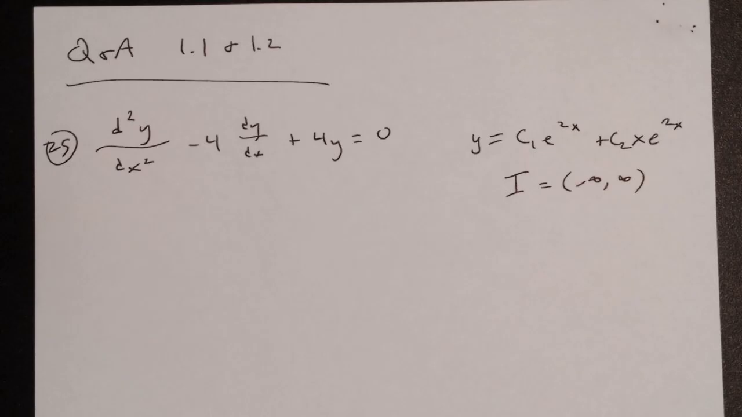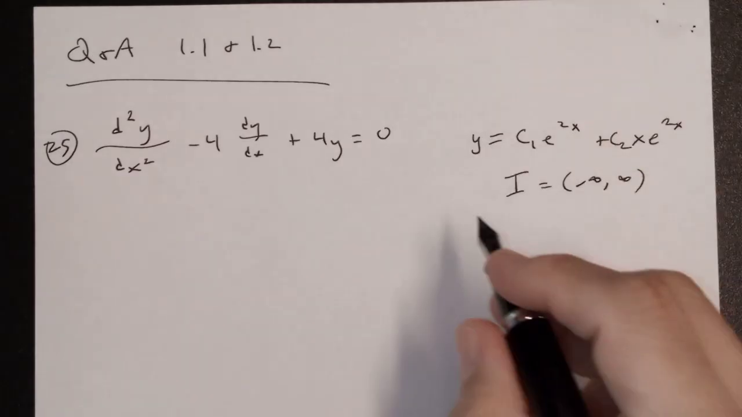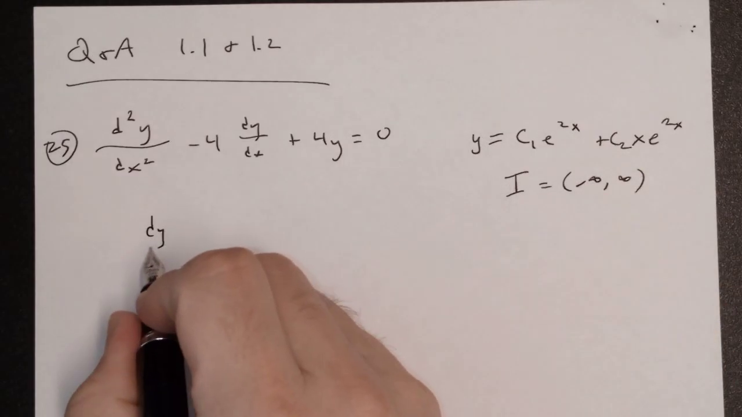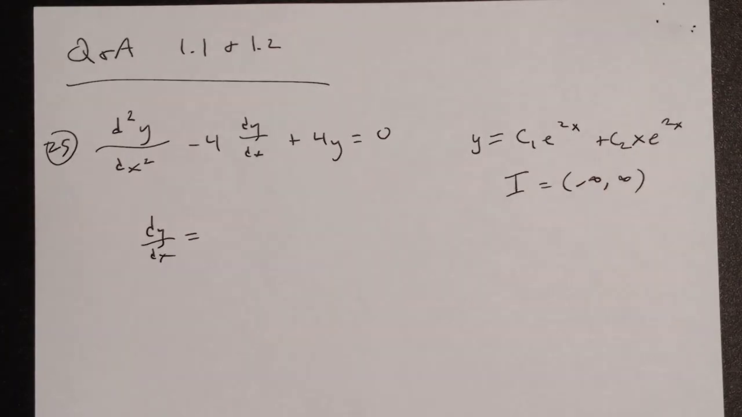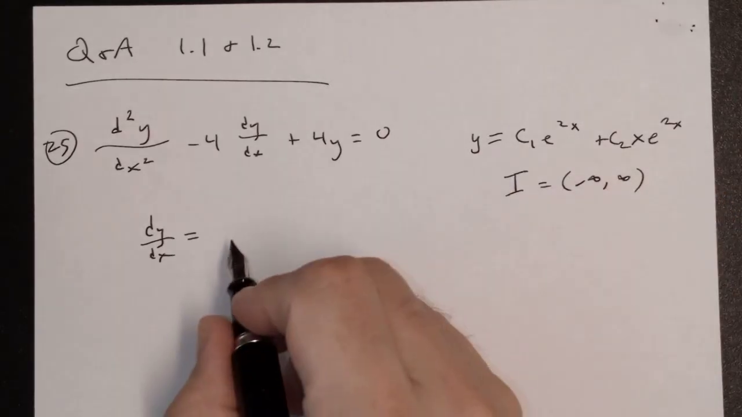How do I know whether or not it works? I need the first derivative and I need the second derivative. Now I'll take those and I'll plug them back into that. See if I get 0. So this is y. What's the derivative? The derivative of e to the 2x is 2. Chain rule. And that constant in front stays there.